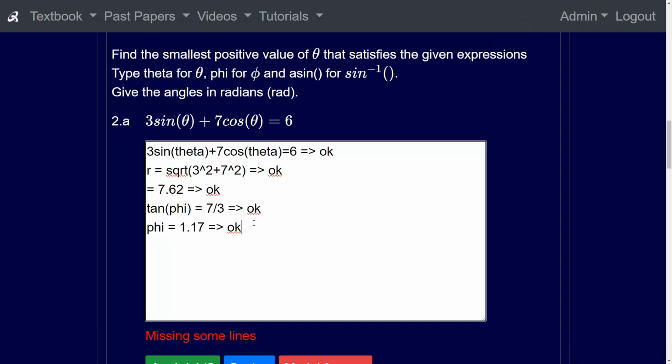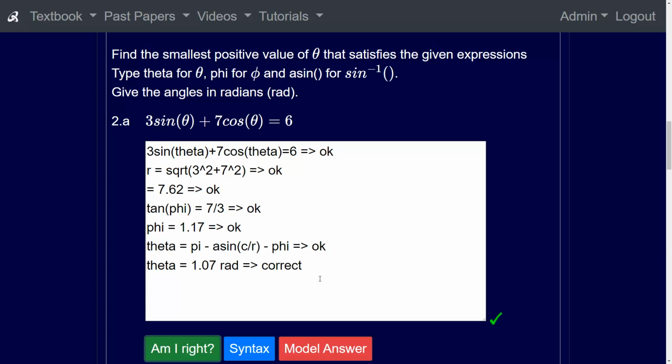So the equation we used for theta was theta is equal to pi minus arc sine of c over r minus phi. So theta is equal to 1.07. Am I right? No units. Okay, remember the units are in radians. So we'll put radians in there. Am I right? Yes, I am.